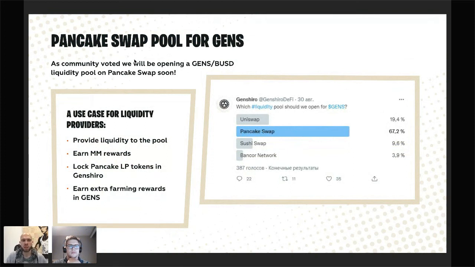And there will be a certain use case for liquidity providers that I wanted to share with you guys. If you're considering liquidity provision into the PancakeSwap pool, specifically for the pair of Genshiro tokens and BUSD, on top of the market making rewards that you will get from the pool anyway, there will also be an opportunity to lock the LP tokens that you get from Pancake on the Genshiro platform and earn extra farming rewards within our liquidity farming program. So you will basically be able to get more GENS from the system. We expect that these mechanics will help us to bootstrap liquidity on Pancake, and definitely will reward our community who will be supporting the project here as well.